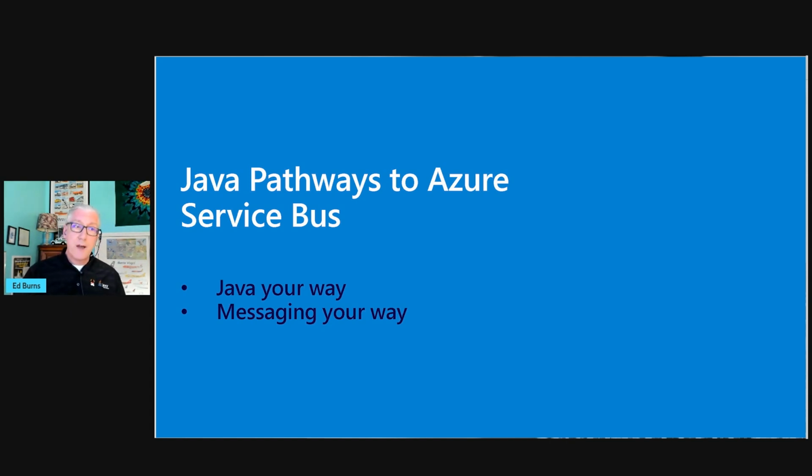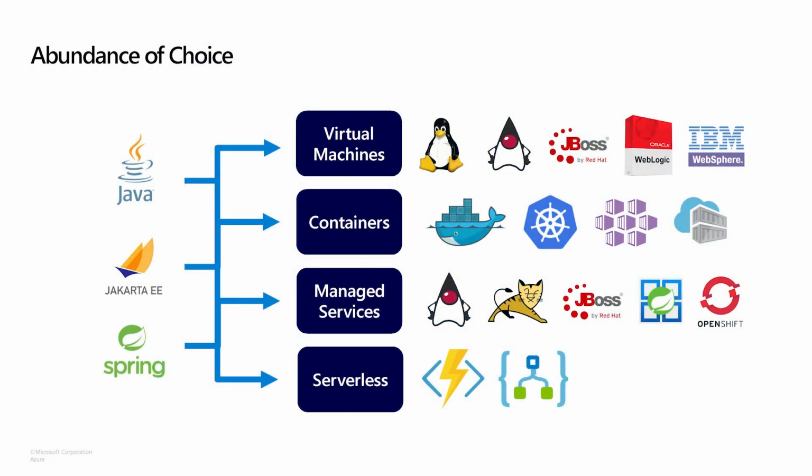Not only do we give you Java your way, but we give you messaging your way as well. Depending on your needs, we have different pricing tiers for that. There is an abundance of choice for Java on Azure, and that applies to messaging as well. This diagram shows that we have three main stacks, which mirrors what is being used in the industry.